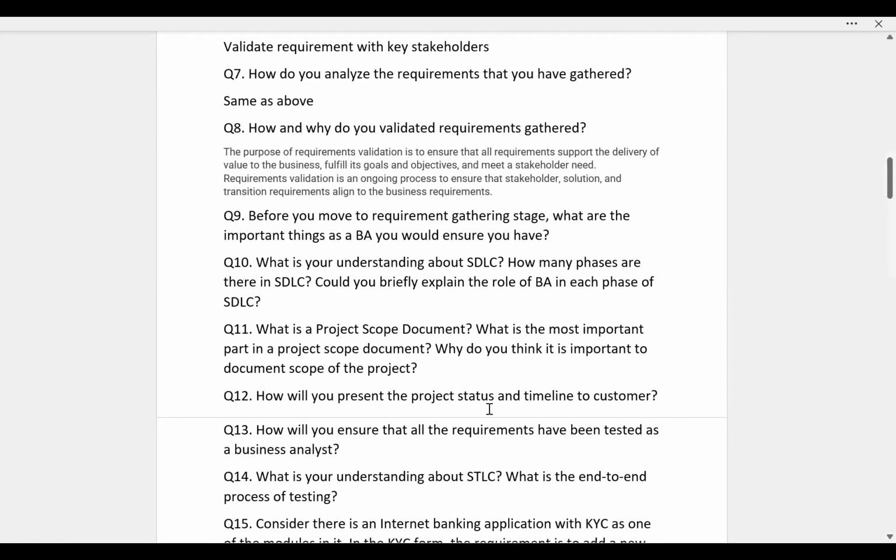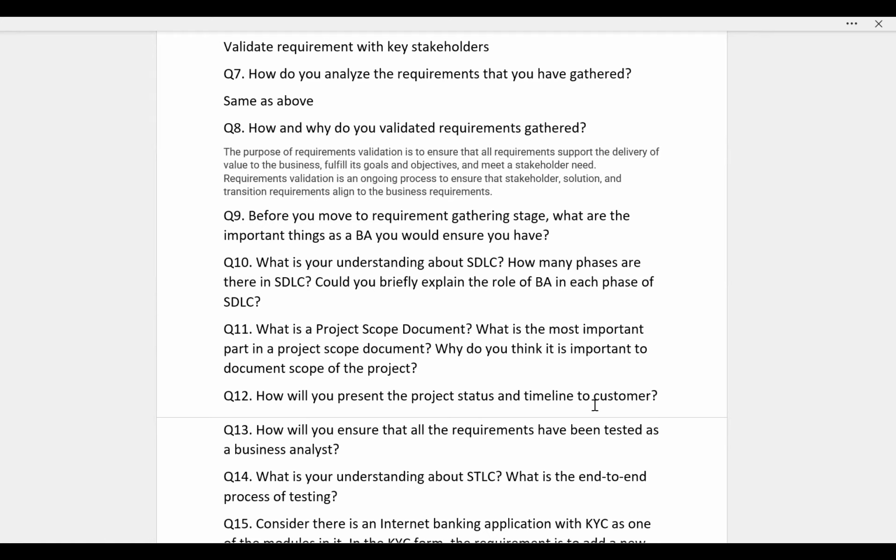Okay, so how will you present the project status and timeline to the customer? I'm not sure of this. Do you have any answer? Anything in your mind? How I will present the project status? It's by having meetings with the customer and letting him know the status.